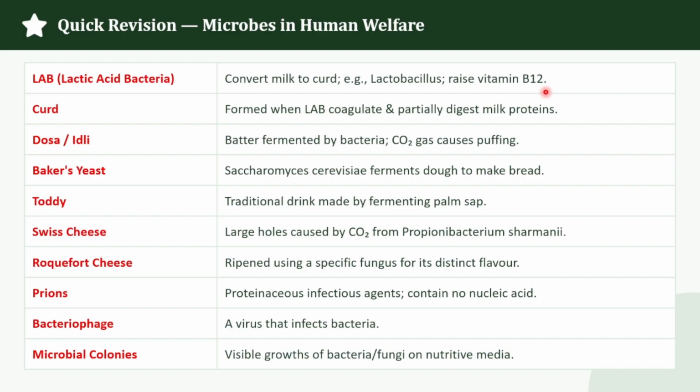Why does Swiss cheese have large holes? It's because of the carbon dioxide produced by Propionibacterium shermanii. And what contributes to the characteristic flavor of Roquefort cheese? It is because of a specific fungus used during the ripening process.